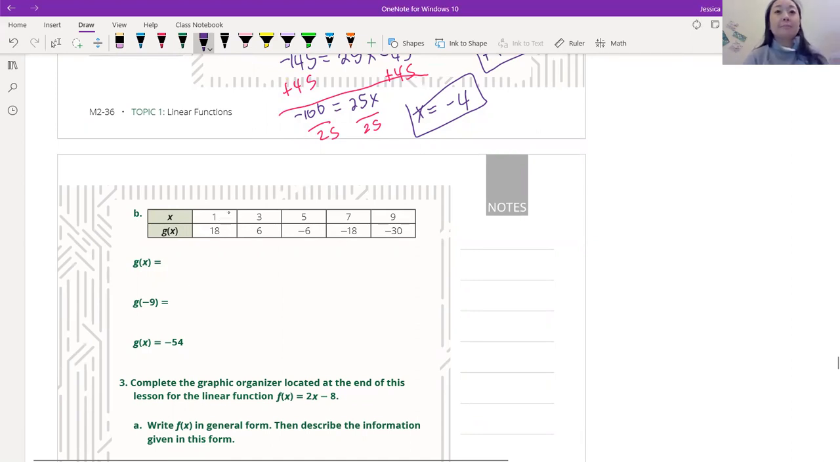So here we go. I notice right here, we're adding by 2 every single time, right? And here we're getting smaller, so it's subtracting. How much? Subtracting 12 every time, right? So 6 minus 12, yep, negative 6. Negative 6 minus 12, negative 18.